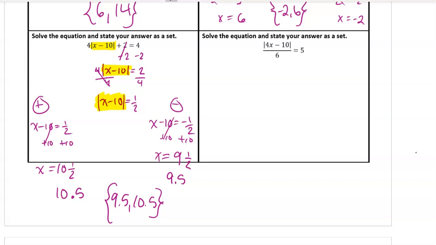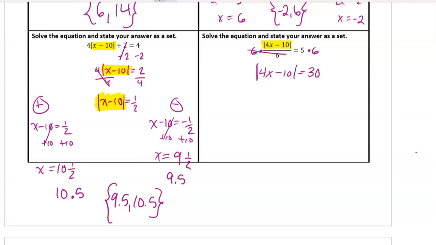All right, next one. Again, we need to isolate the absolute value. This one looks a lot like that one problem on your last quiz. How do we get rid of the denominator of 6? What's happening to the 6? The 6 is being divided. So how do we undo division? We multiply. The 6's cancel out, and now we are left with 4x minus 10 equals 30.